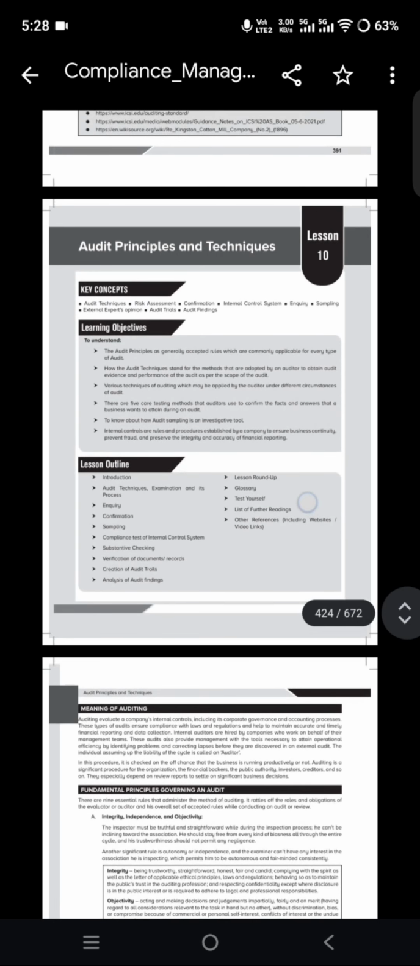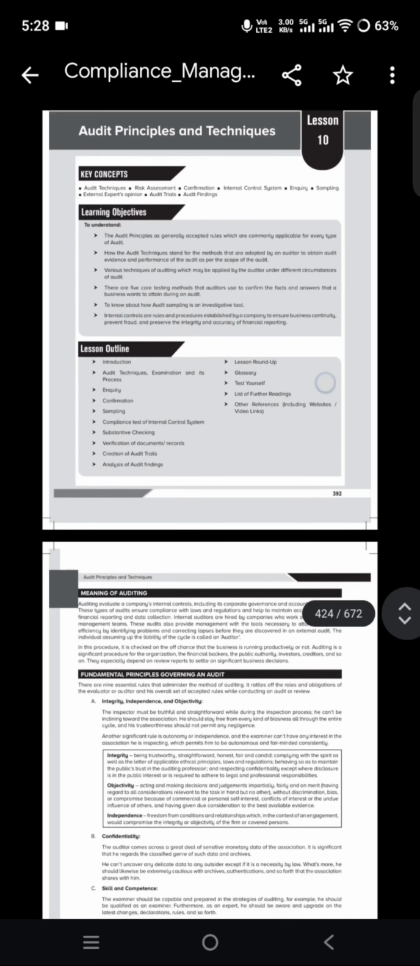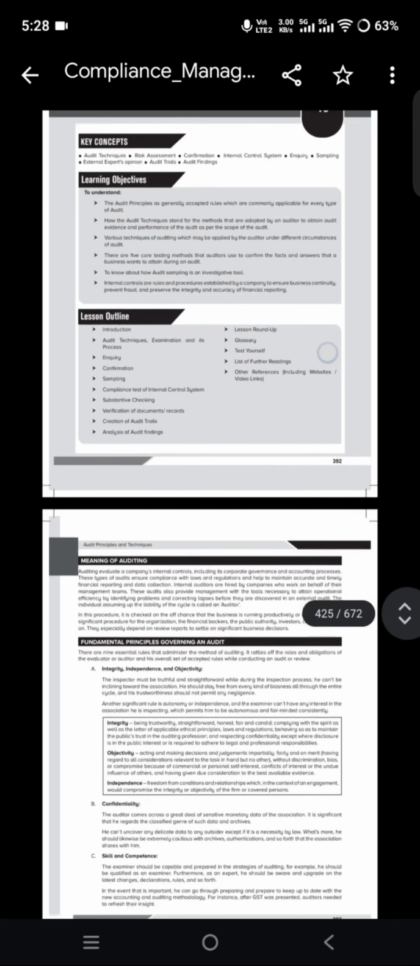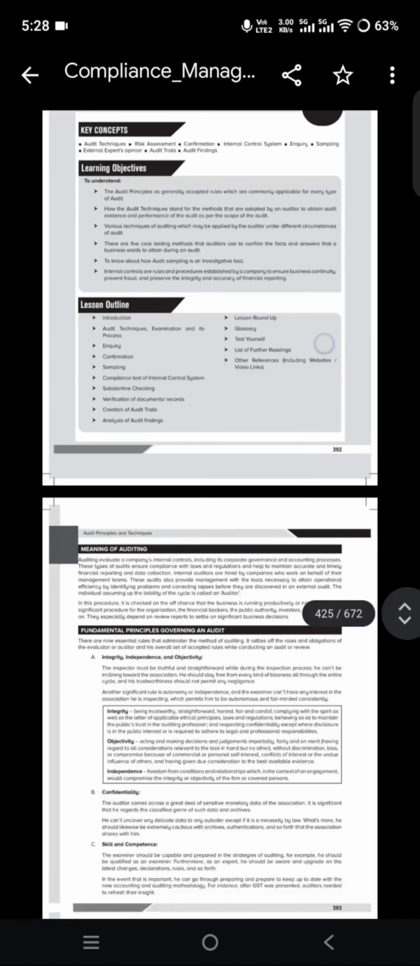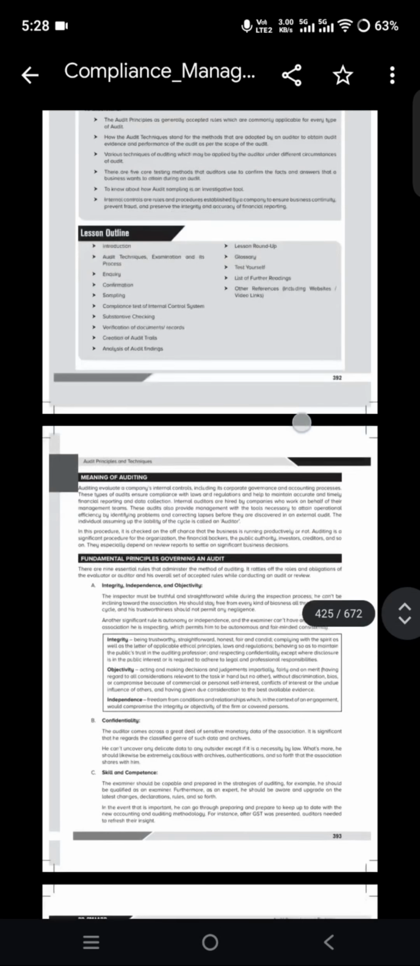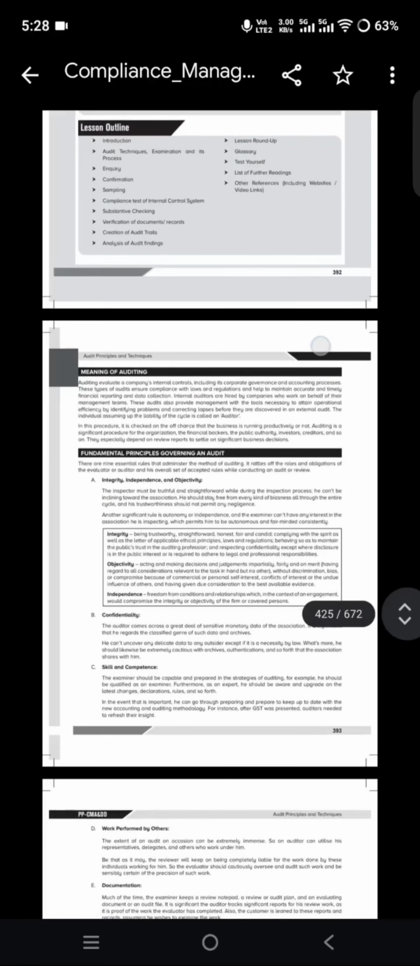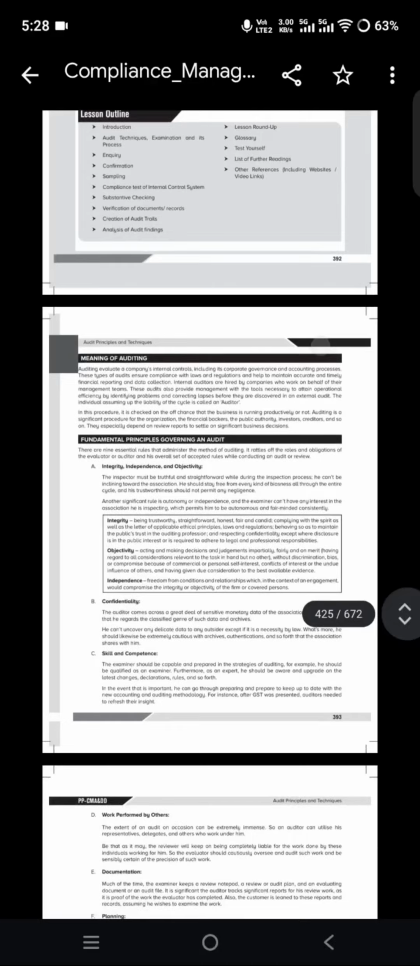So, 3 possibilities are there. First, they will ask fundamental principles governing an audit, or 9 essential rules that administer the method of auditing, or it refers to the roles and obligations of evaluator or auditor and his overall set of accepted rules. These 3 possibilities are there. Answer remains same. First, integrity, independence and objectivity, confidentiality, skill and competence, work performed by others, documentation, planning, audit evidence, accounting systems and internal controls, audit conclusion and reporting.